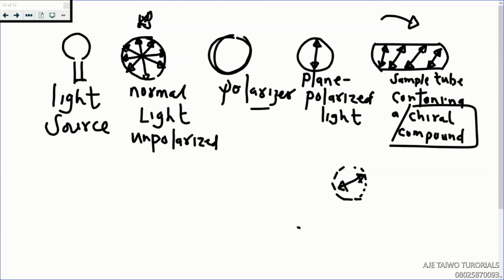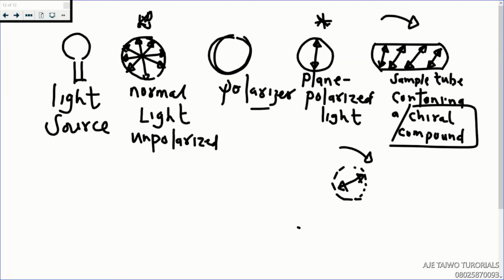Which means what was vertical like this? See what was vertical? It has turned in this direction. It has turned clockwise. So let's draw that down, please. Draw it down. You are seeing how a chiral compound can rotate the plane of polarization of plane polarized light.